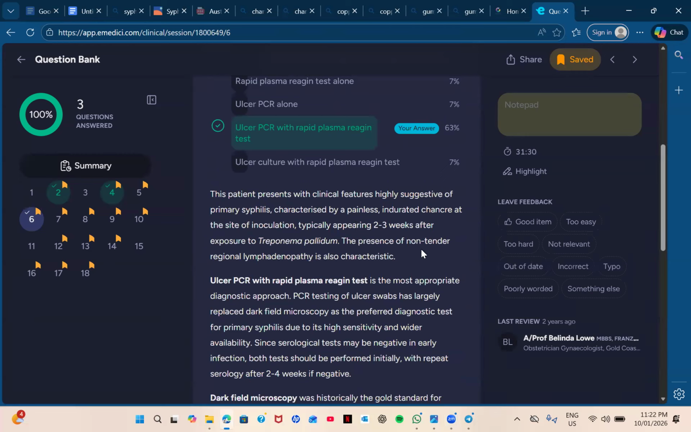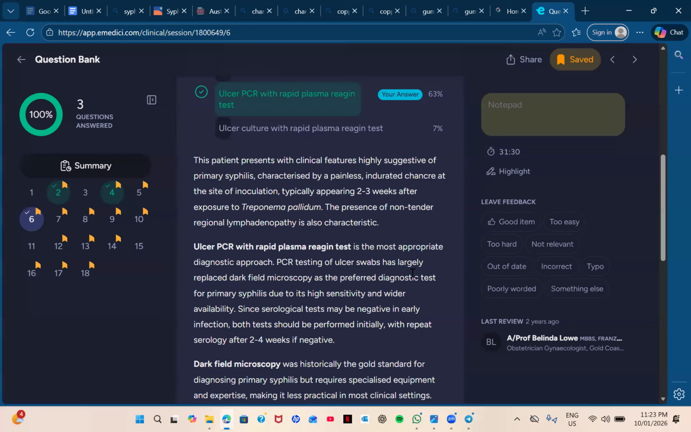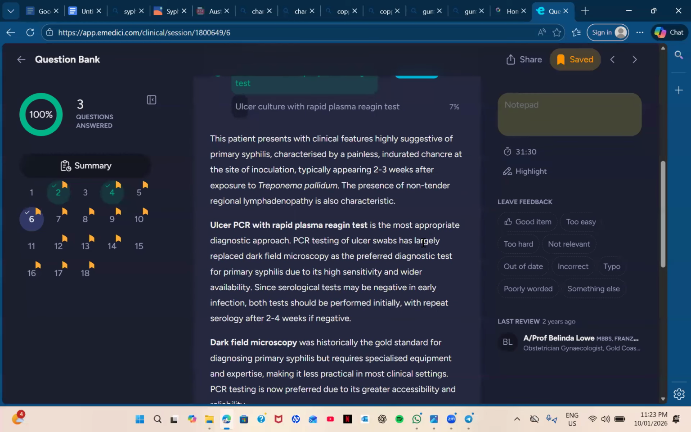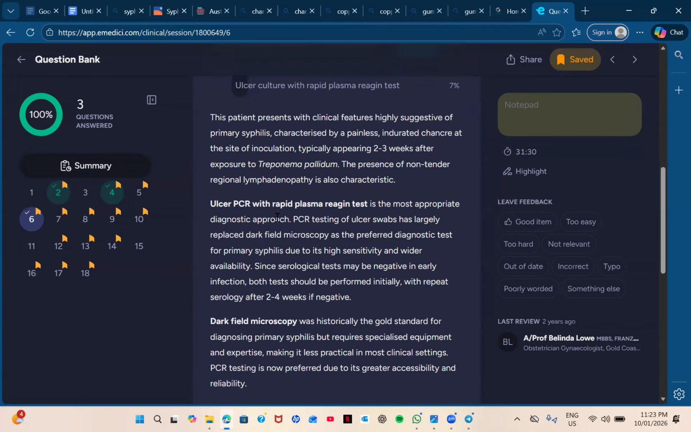The patient presents with clinical features highly suggestive of primary syphilis, characterized by a painless indurated chancre at the site of inoculation, typically appearing 2 to 3 weeks after exposure to Treponema pallidum. The presence of non-tender regional lymphadenopathy is also characteristic. PCR with rapid plasma reagin test is the most appropriate diagnostic approach. PCR testing of ulcer swab has largely replaced dark field microscopy.